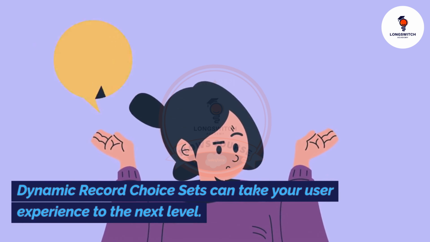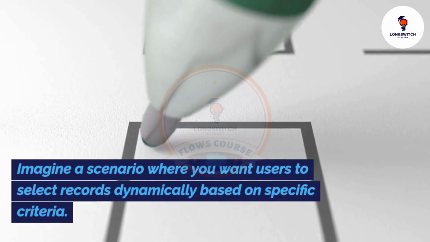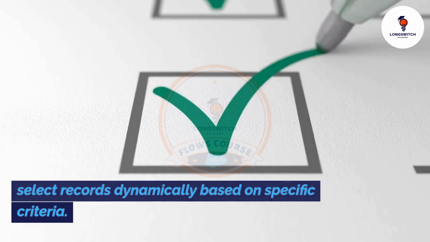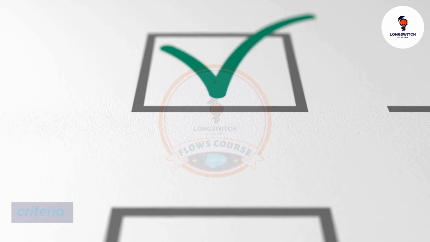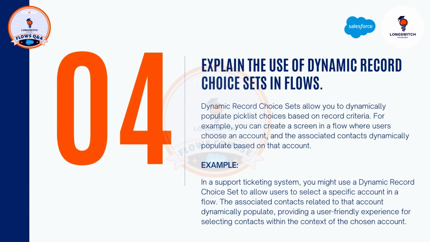Dynamic record choice sets can take your user experience to the next level. Imagine a scenario where you want users to select records dynamically based on specific criteria. Question 4. Explain the use of dynamic record choice sets in flows. You can answer it like, dynamic record choice sets allow you to dynamically populate picklist choices based on record criteria.